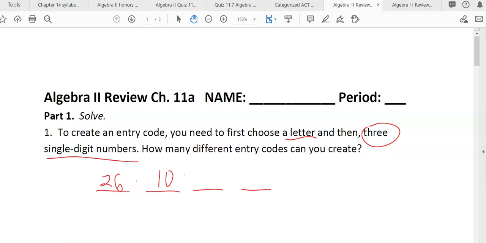It seems like we can repeat. It doesn't say anything about no repeating. So you would just multiply that out in your calculator, 26,000.